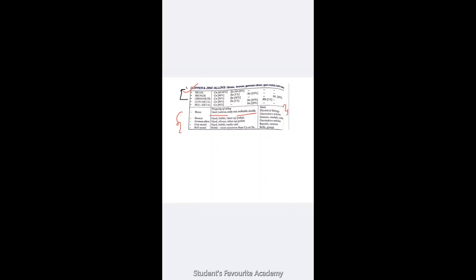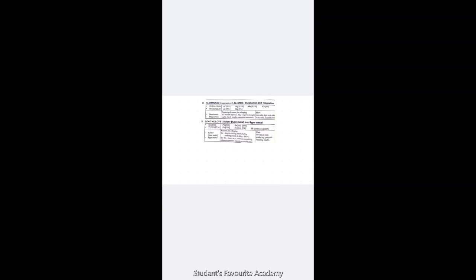So here we saw what? Copper and zinc alloys. Now second we will be moving to aluminium alloys, children. Okay, so aluminium alloys means are what? Duralumin and magnesium. So this you have to remember. So both of them will be having 95% of aluminium. Okay, so this is my duralumin and magnesium.